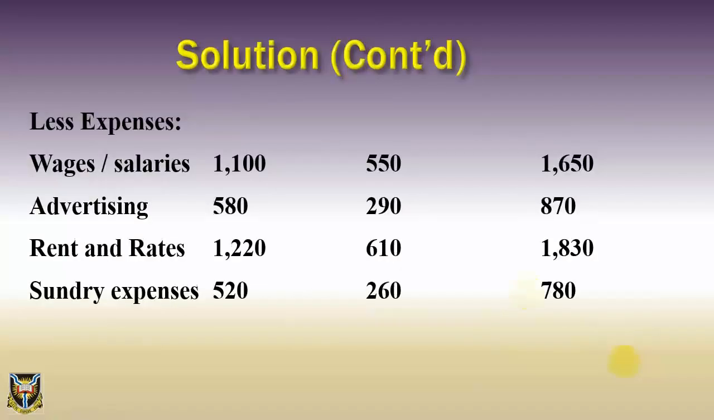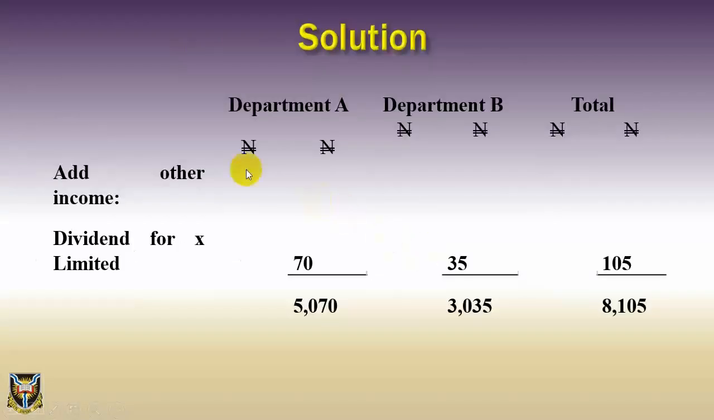And other income, dividend from X Limited. Department A, 70, making 5,070. Department B, 35, making 3,035. Total 105, making 8,105.